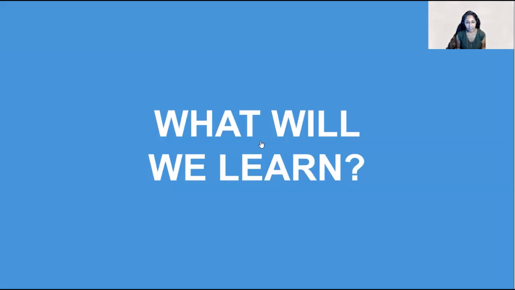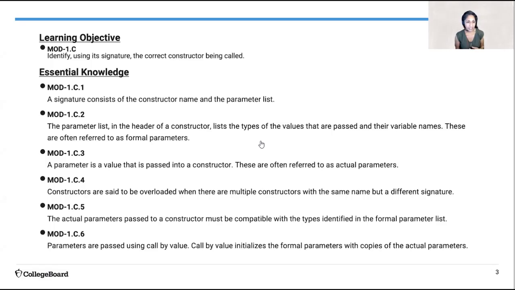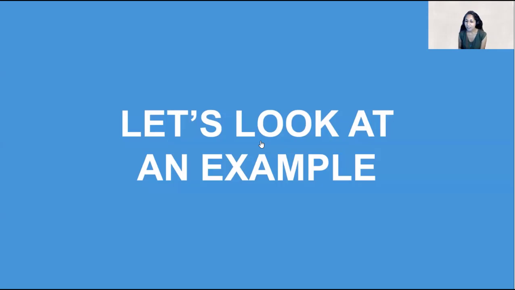So ultimately, by the end of this, what you're going to learn is, first of all, how to figure out which constructor is being called. An object can have multiple constructors, so we're going to differentiate between those. We'll also learn what the signature looks like, what part of that signature contains the parameter list, and the difference between formal parameters and actual parameters, and how they're passed to the constructor. So let's start by looking at an example.